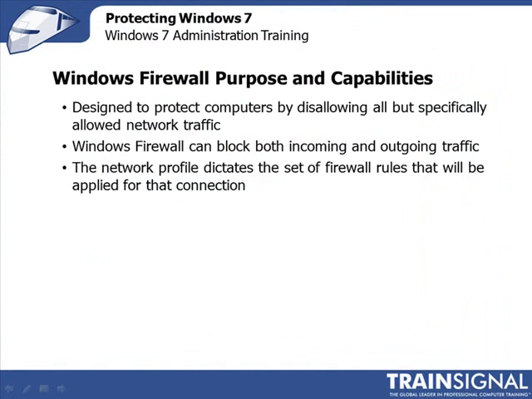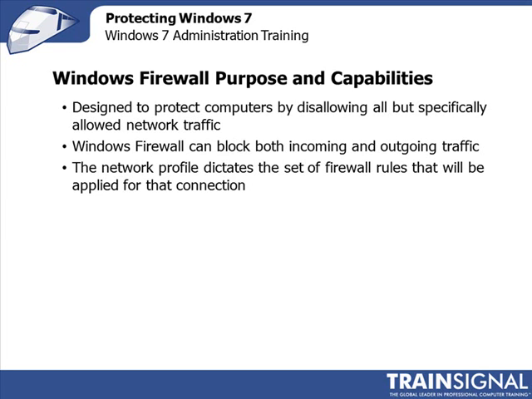With a basic understanding of this network profiles business, it's time to talk about Windows Firewall. The Windows Firewall really uses network profiles pretty substantially, so you're going to learn more about profiles as we go through this portion of the lesson. The purpose of the Windows Firewall is to protect computers by disallowing all but specifically allowed network traffic. The Windows Firewall is set to basically deny all. Unless you make other arrangements, all incoming and outgoing traffic in the Windows Firewall is going to be killed. It's not going to go.